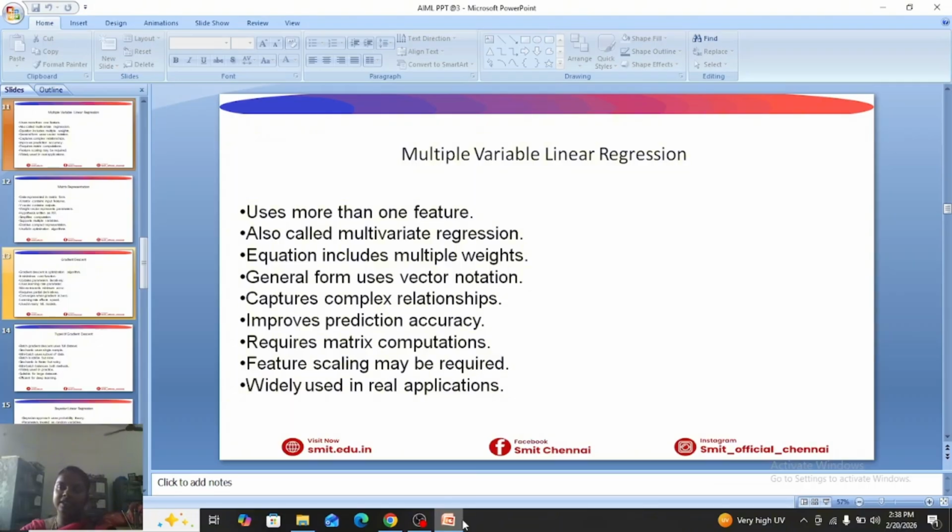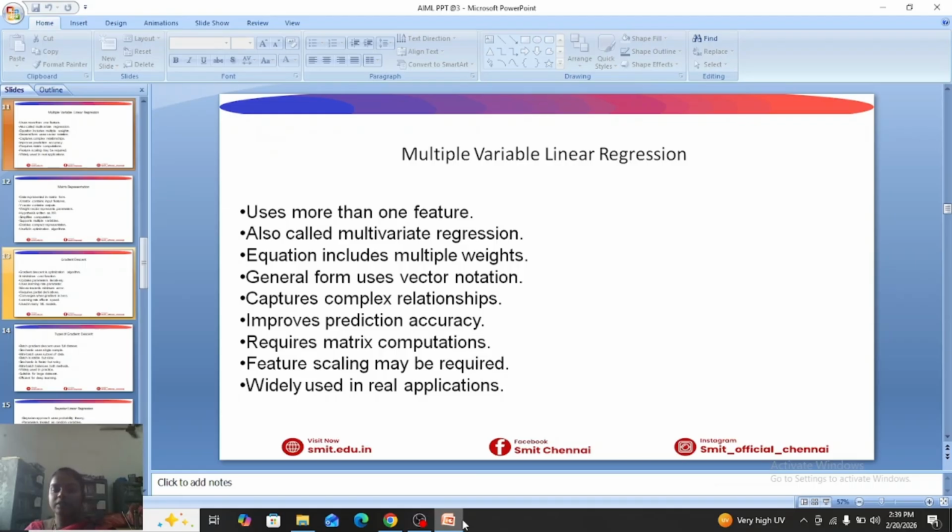There are 6 steps to calculate multivariable regression. Collect a data set with multiple features, perform data pre-processing, scaling if needed. Define the hypothesis function, use least squares or gradient descent, minimize the cost function, and evaluate model performance.